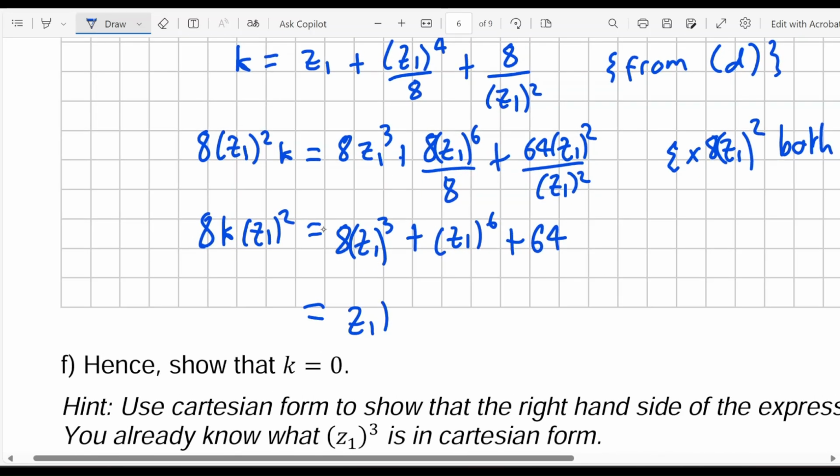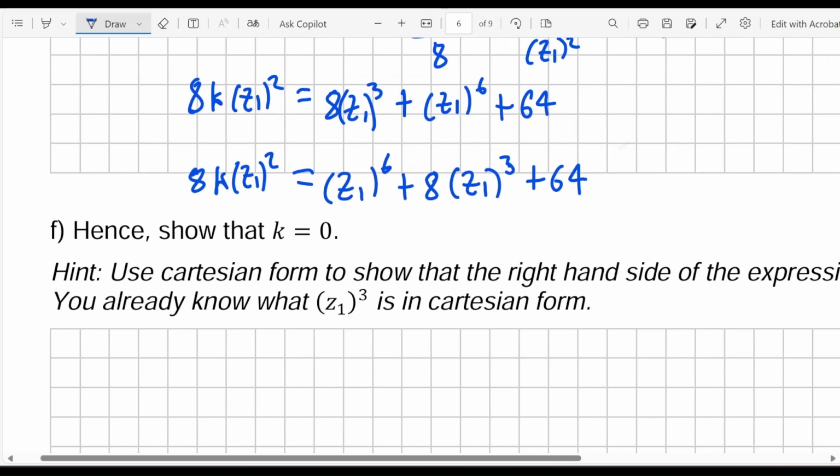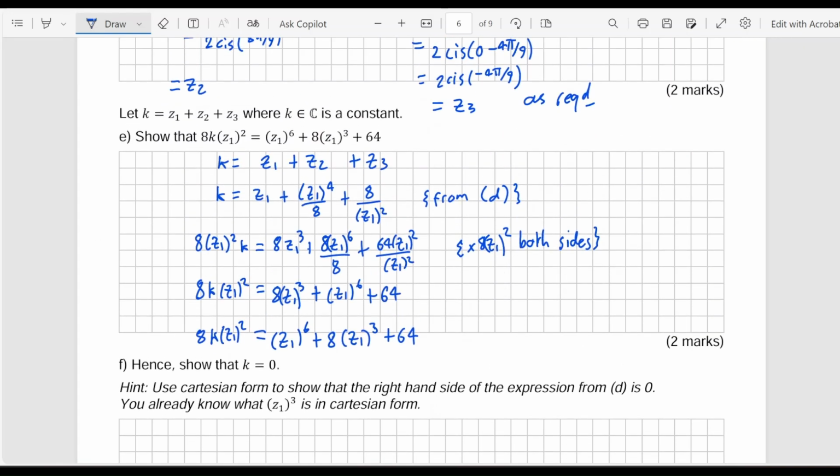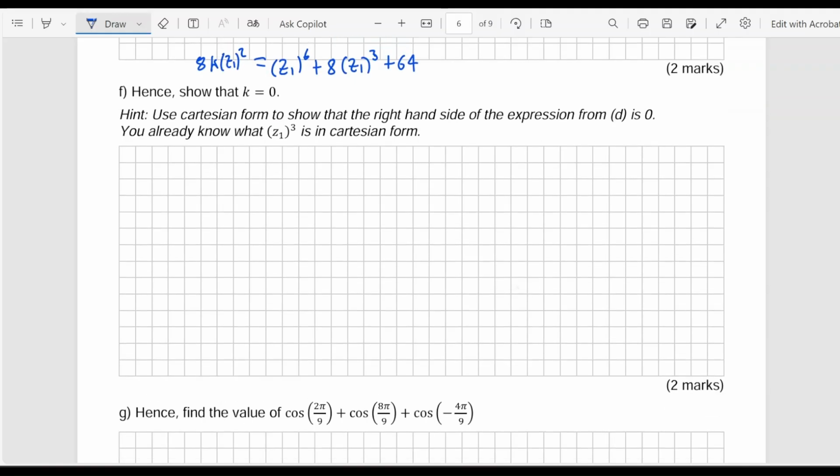So we'll just swap the order, like rearrange. So z1 to the 6 comes first because it's a polynomial. We like to write it in decreasing order of the powers. So this is 8k z1 squared. Wonderful. Alrighty. By the way, I won't lie, this is quite a difficult question. So if you had trouble with it, that was the point.